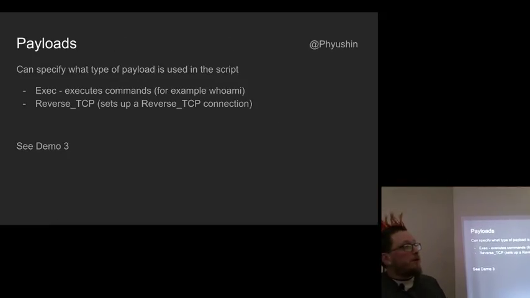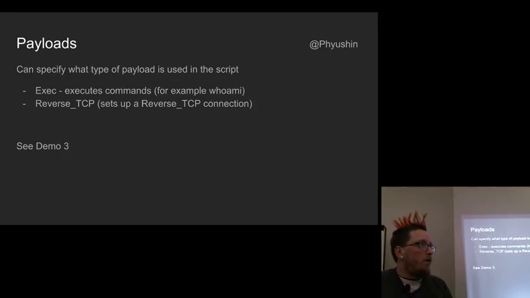As I just mentioned, a couple of different types of payloads. Exec, which will execute Linux commands on the target machine, or reverse TCP, which will set up a reverse TCP connection from the WordPress site to your machine. Again, if you've used Metasploit, you'll be familiar with how that works. If you've done any CTFing, you've probably done a reverse shell of some kind. Okay. And then it's demo 3.